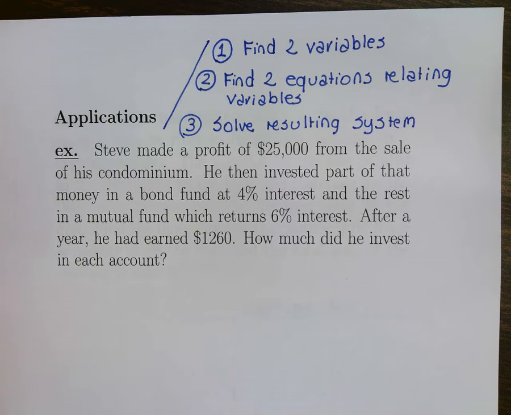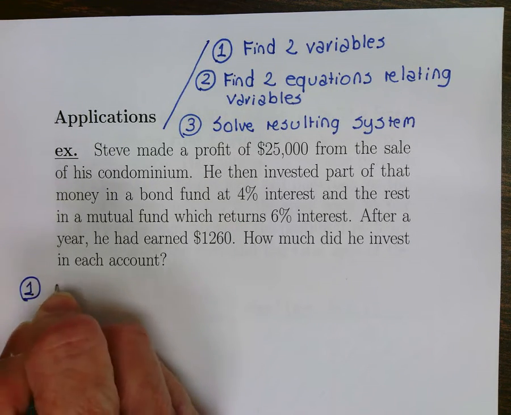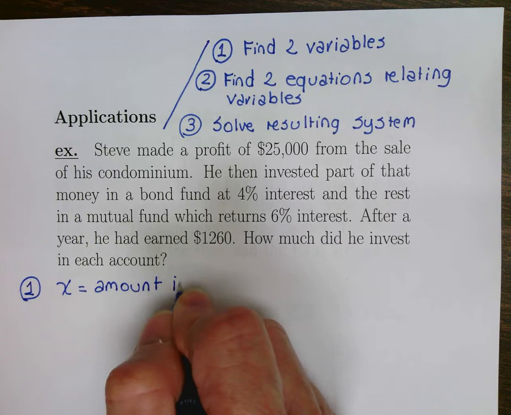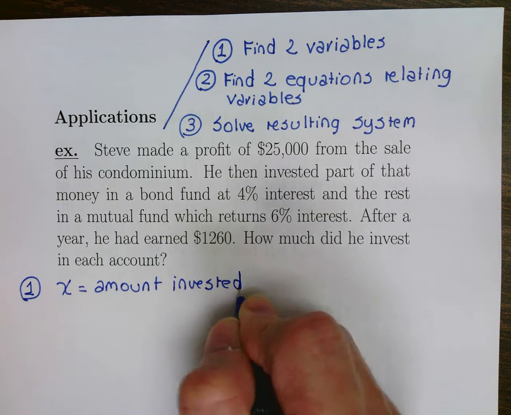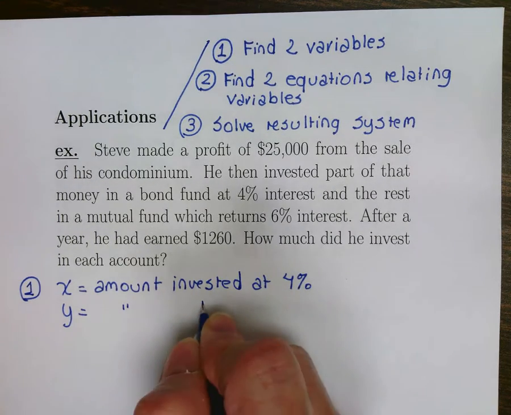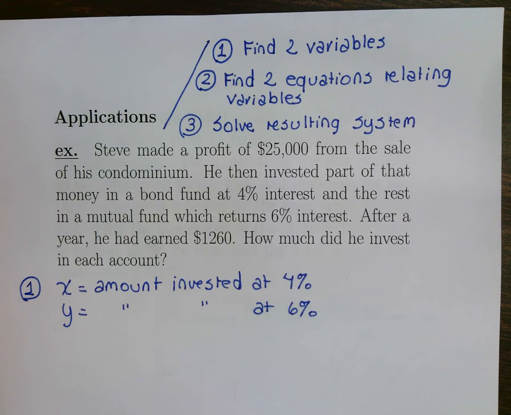Okay, so there are 2 things that we look at when we think of our 2 variables and our 2 equations. Let's let X be the amount invested at 4%. And Y equals the amount invested at 6%. Okay, you might say, why didn't he just put everything into the 6% account? Because that's riskier. So he decided he was going to diversify. Okay, so how much did he invest at each?